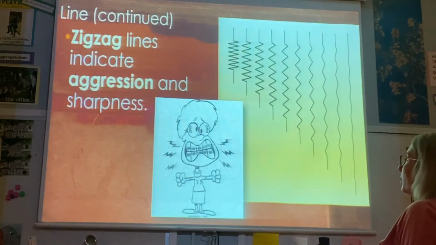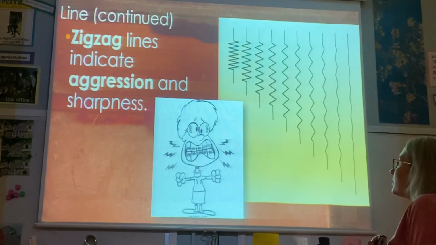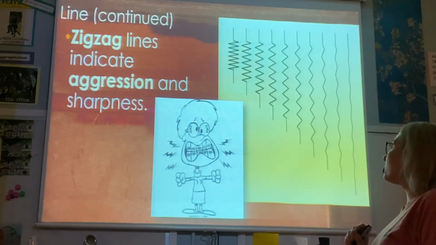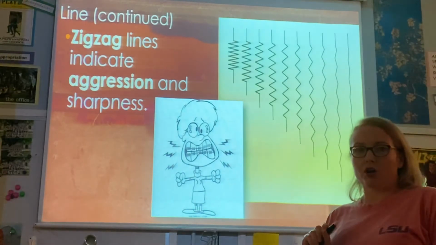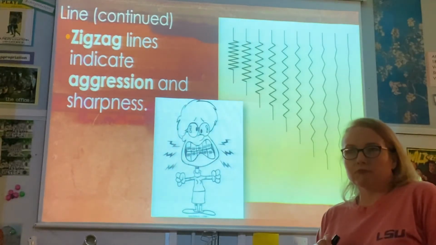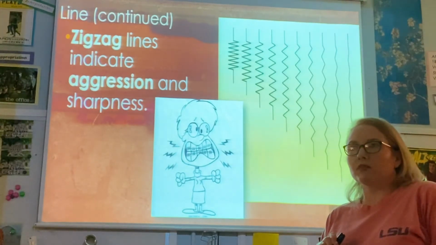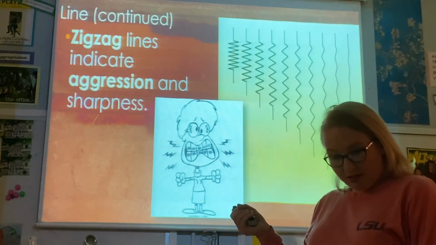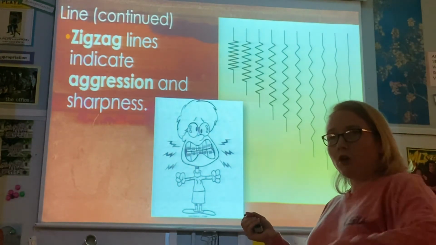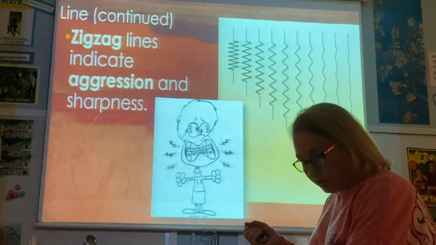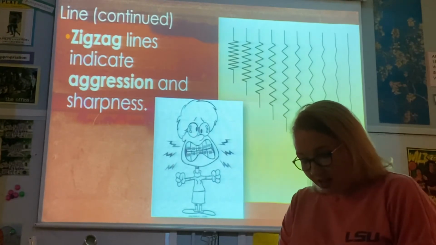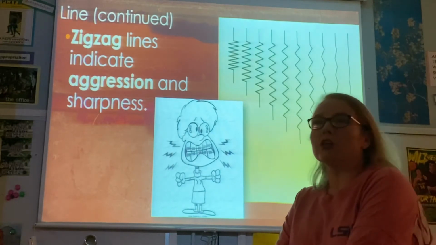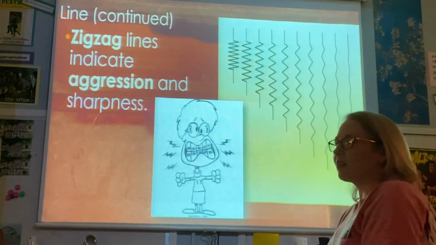So let's do the first one. Zigzag lines. They indicate aggression and sharpness, or agitation, or anger, or frustration. Can you think of a situation where zigzag lines kind of play into it? On your notes, I want you to look at the little characters. I want you to use zigzag lines and make your characters angry. Show their anger just by using zigzag lines.